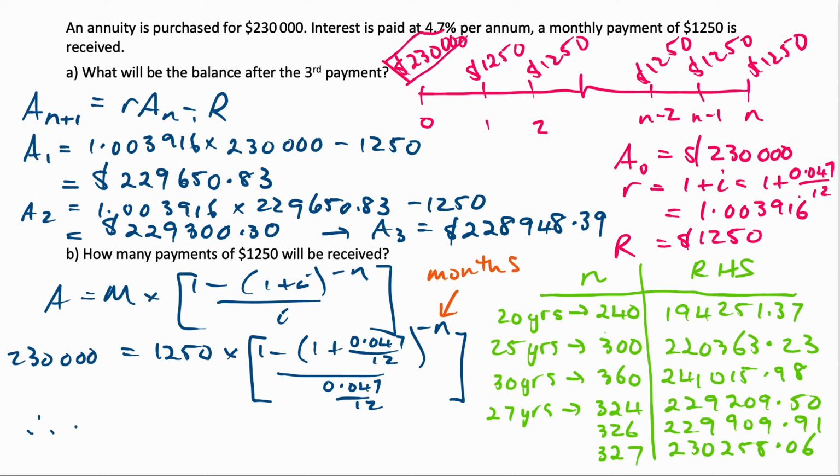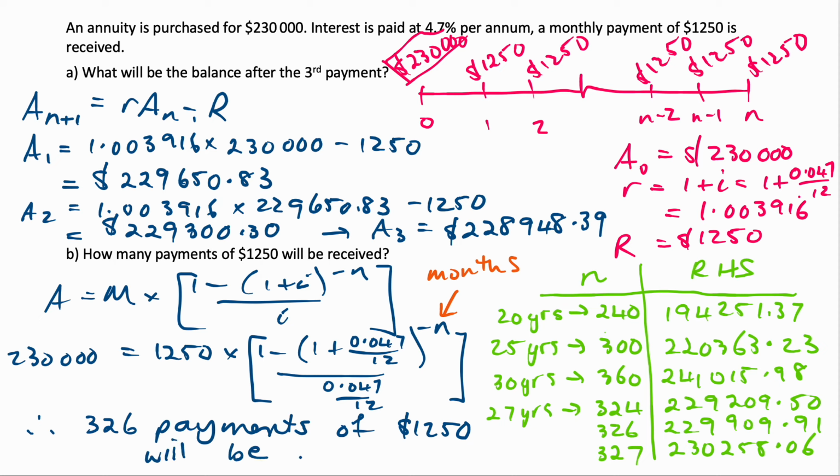So we could just sum up and say, therefore, 326 payments of $1,250 will be received.